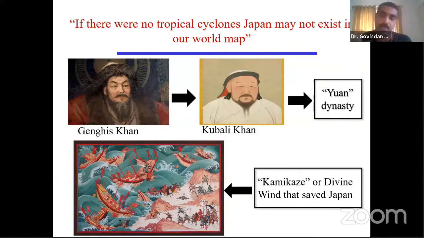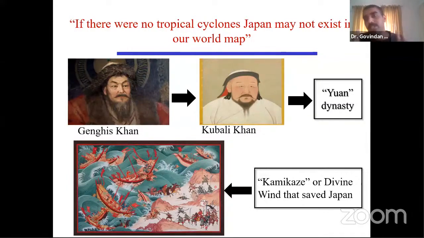Kublai Khan was instrumental in integrating China, northern and southern China, to make it one single country. He had a very powerful army, and at that point of time he wanted to conquer Japan. So he set forward to conquer Japan via the sea coast. Japan had a very inferior army as compared to that of Kublai Khan.